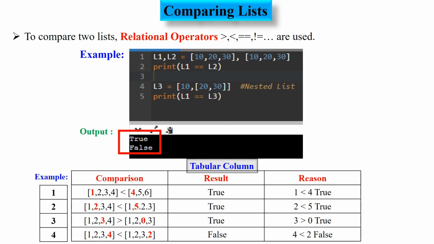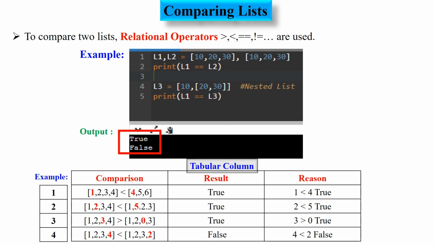On comparing the first element, it yields true, as the first element 1 is less than 4, it generates true and hence the output becomes true. Example 2. On comparing the first element, it yields true, but on comparing the second element 2 is less than 5, it generates true and hence the output becomes true.